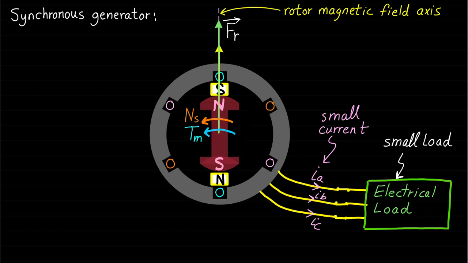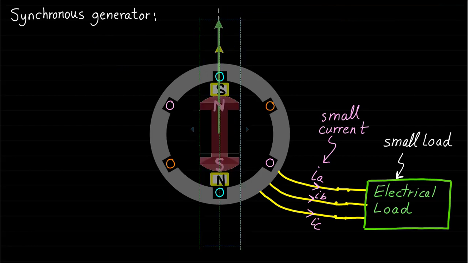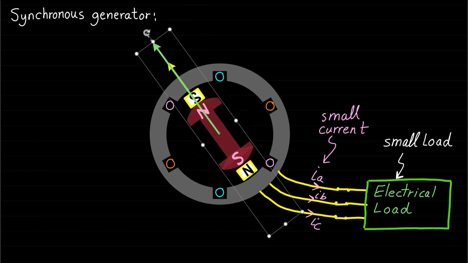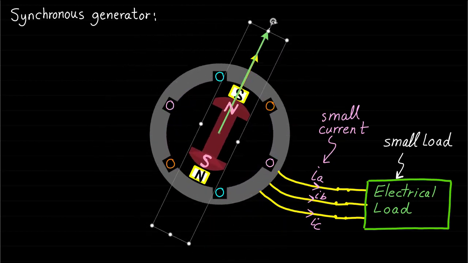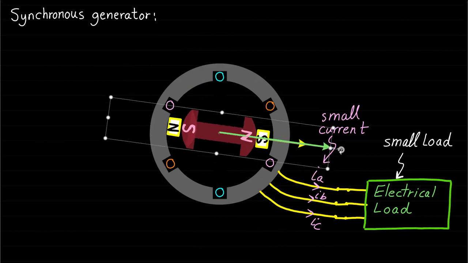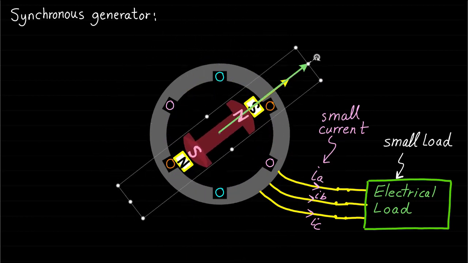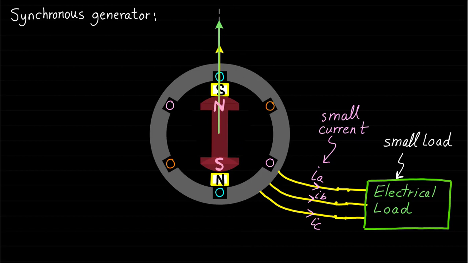Note that the stator rotating magnetic field will be represented by these two yellow rotating imaginary magnetic poles. The stator rotating magnetic field can be represented by the vector Fs in the direction of the stator rotating magnetic field axis. As we can see, both the stator and rotor magnetic fields will be aligned and rotate at the same shaft speed and direction because the load is very small and almost no electromagnetic torque is produced by the machine.